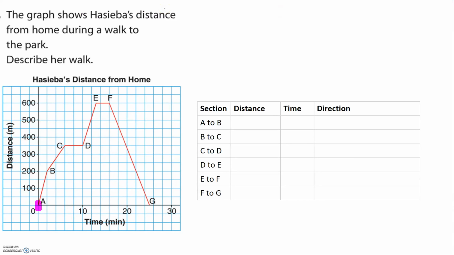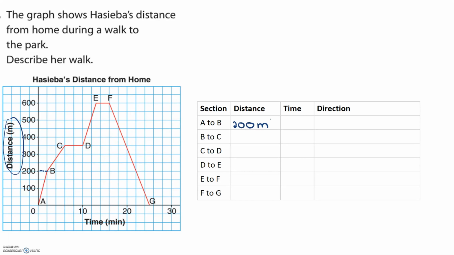To start with, we have a couple different sections. Section A to B is the first little section. It asks us the distance. Well, the distance is the one on the y-axis, so just be very careful. That distance, if I go to B, is 200. And we have to make sure that we put the units. In this case, the distance is in meters. So we know that it's 200 meters, but they want to know how much time it took.